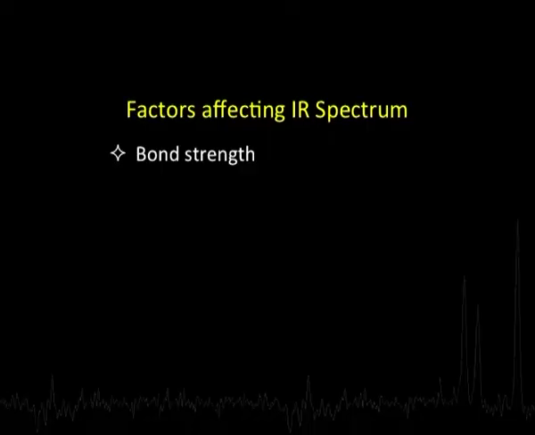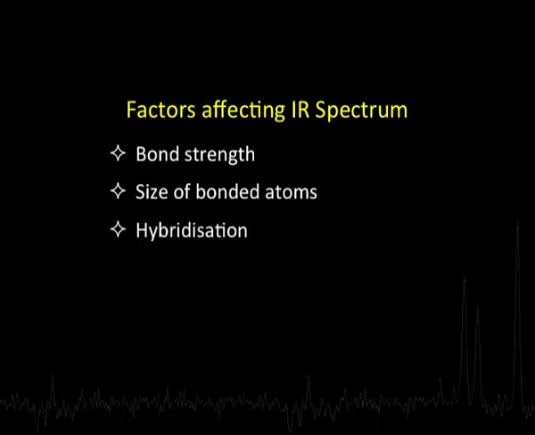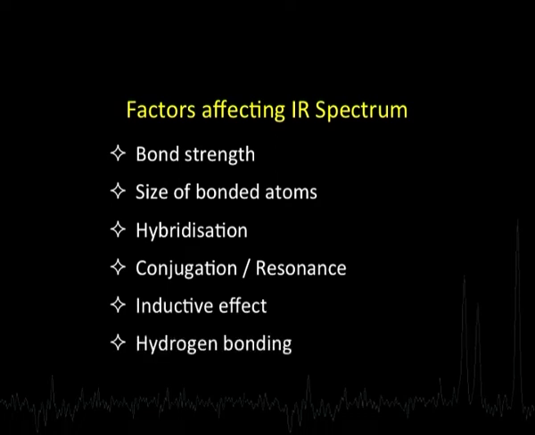Okay. Now, we can take up the factors which affect the IR spectrum, and we are going to talk about the following factors: the bond strength, size of the bonded atoms, hybridization, conjugation or resonance, inductive effect, and hydrogen bonding. All these factors we will discuss in detail and see how they affect the IR spectrum. Let us begin by talking about the bond strength.